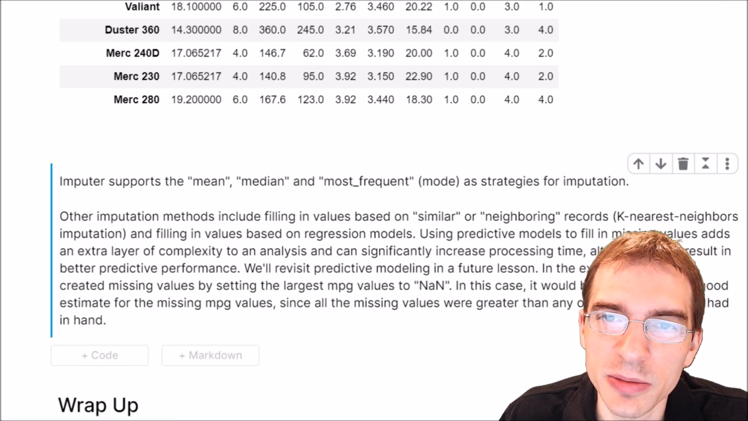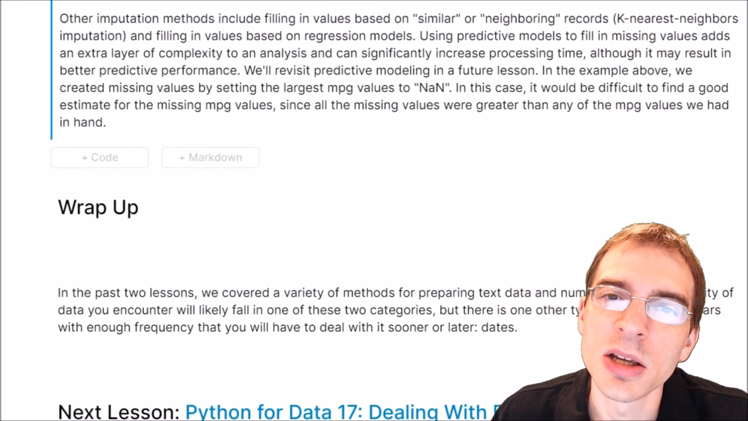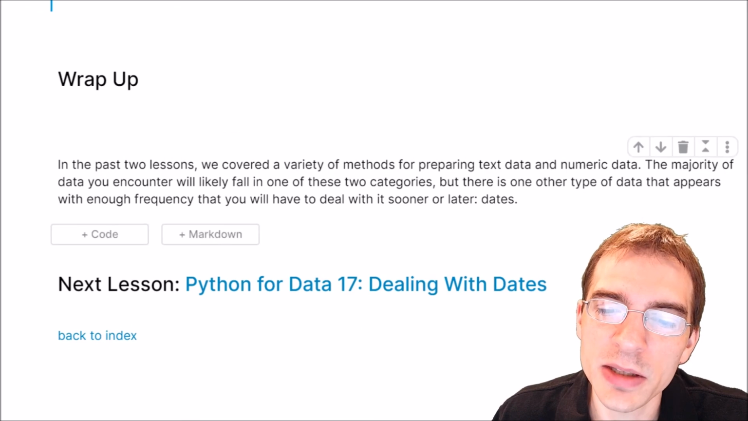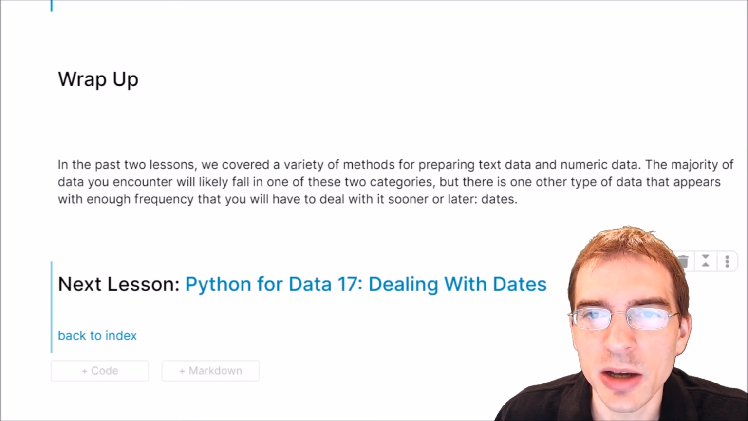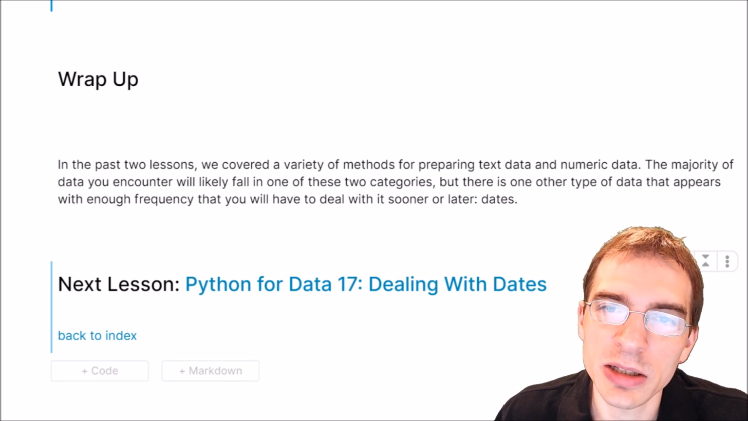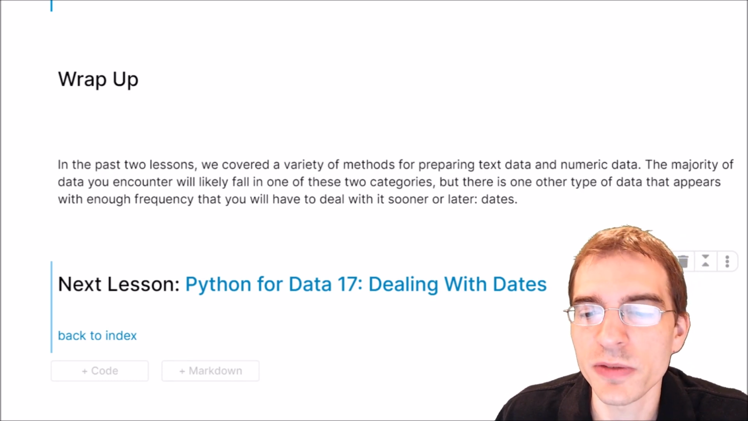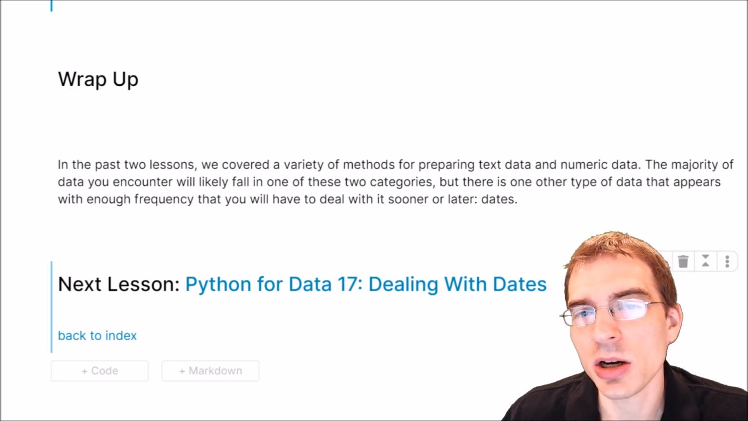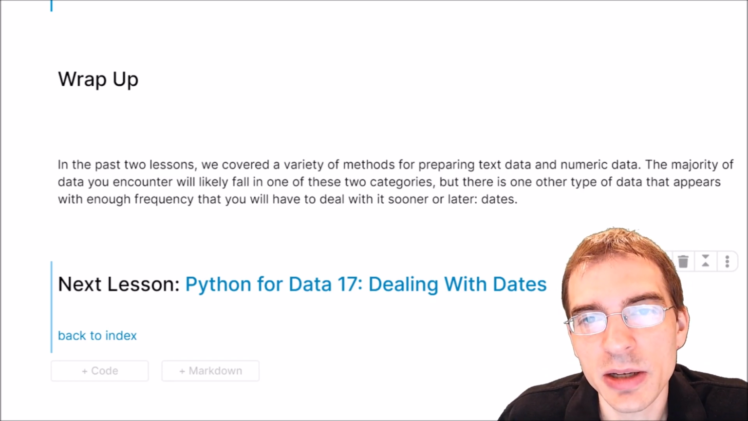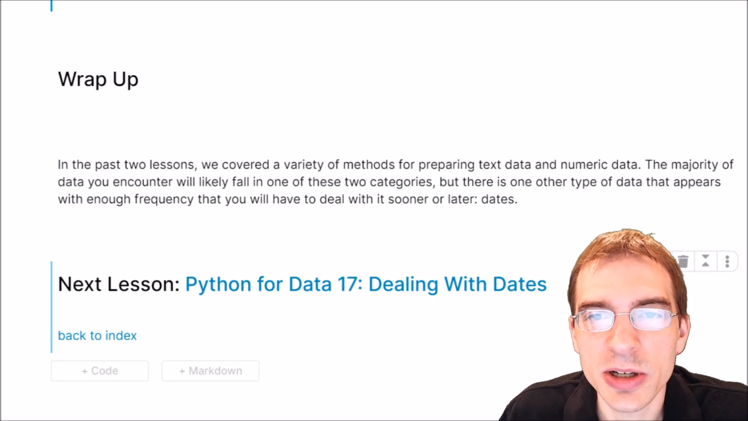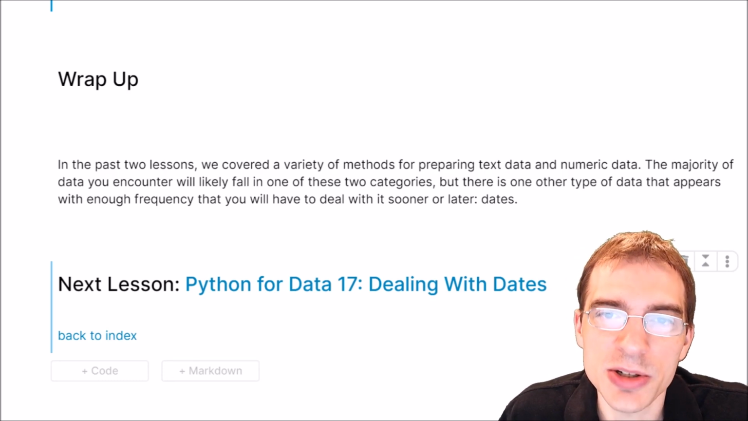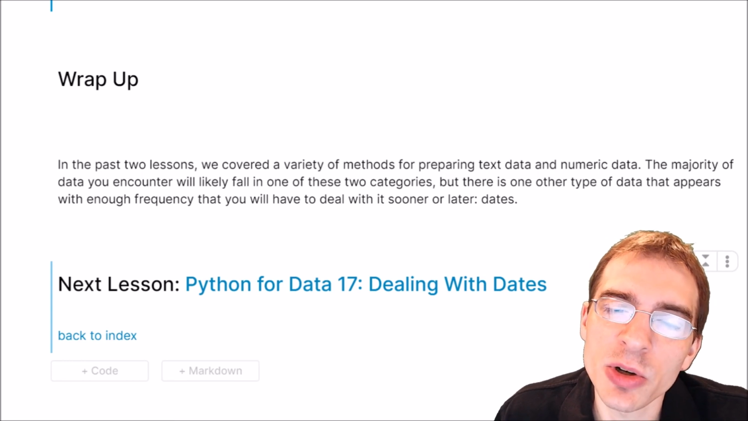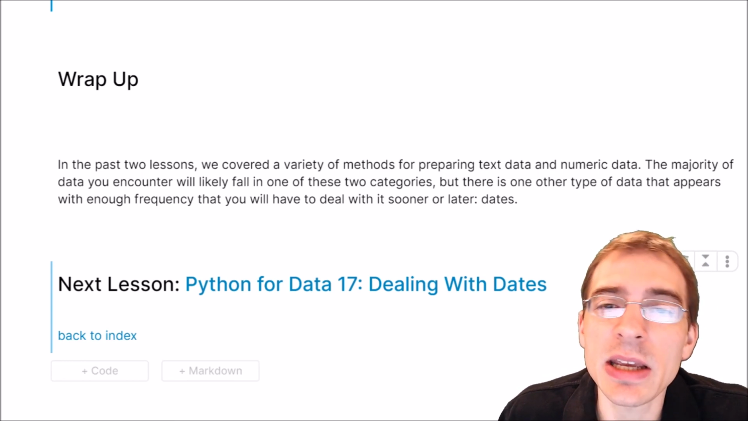So in the past 2 lessons, we've covered a variety of methods for preparing both text and numeric data. Now, the majority of the data you're likely to encounter will fall into one of these 2 categories, but there are other data types out there that occur with enough frequency you're going to have to deal with them sooner or later. One of those data types is dates. So in the next lesson, we're going to learn the basics of dealing with dates in Python.